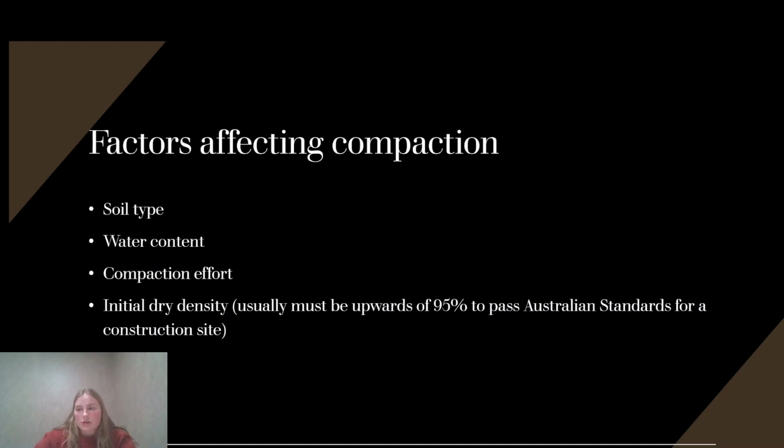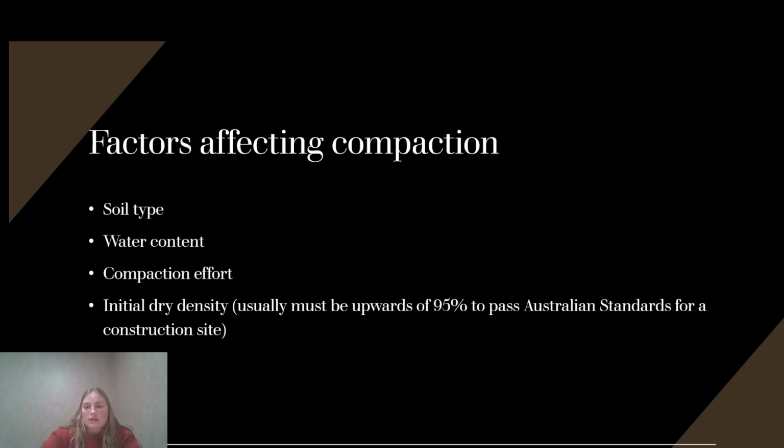So the initial dry density is the amount of soil particle within a volume. If you start with less soil particles in an area, it'll lead to greater compaction as there is more room for the particles to move. However, if you start with a lot of soil particles in the volume, you're already starting at a higher density soil, and hence there will be less ability for them to move and less ability for them to become compact.